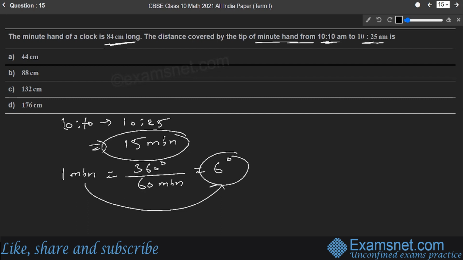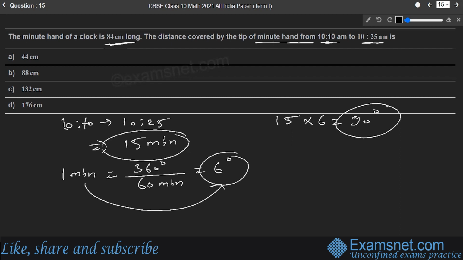Now they say the minute hand of a clock is 84 centimeters. The distance covered by the tip of the minute hand from this to this is what we have to calculate. Now, 1 minute is equal to 6 degrees, and it has run 15 minutes. So how many degrees has it run? 15 into 6, that is 90 degrees. It has traveled 90 degrees.